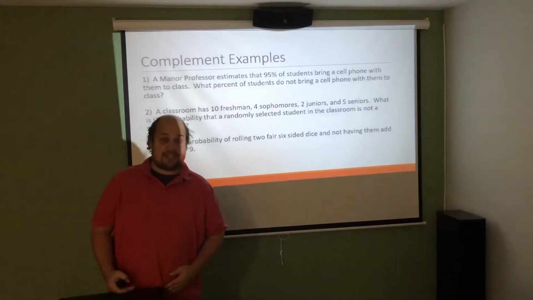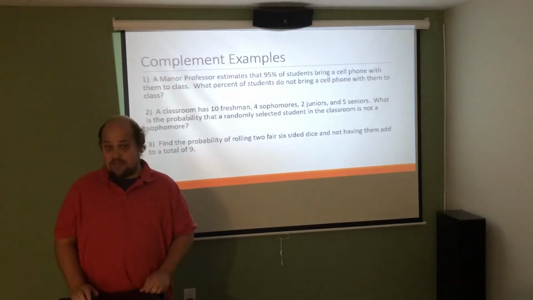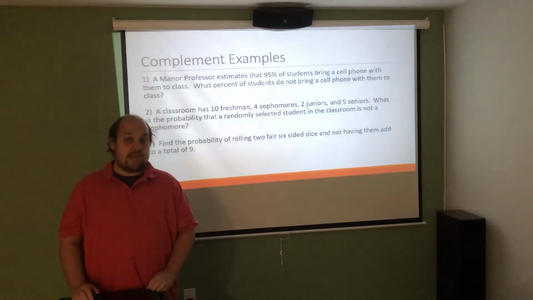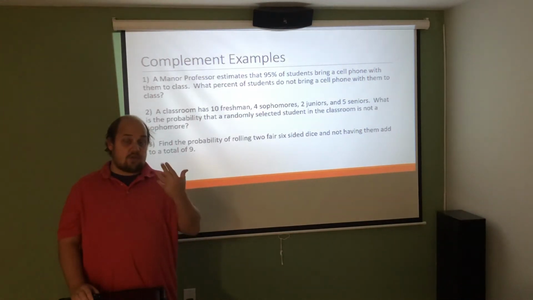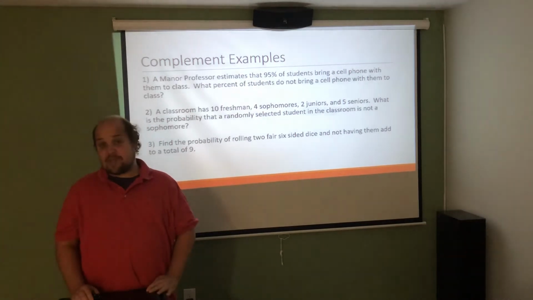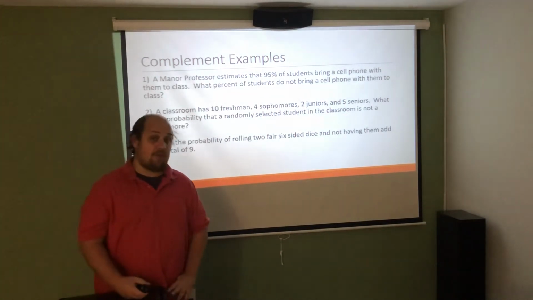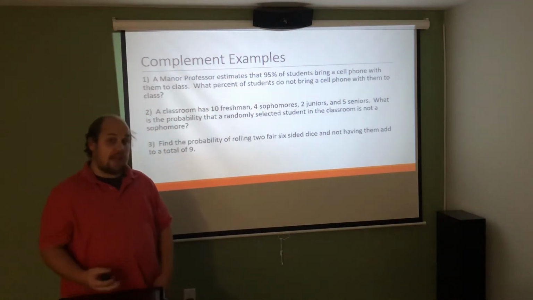Of those 36 different ways that I can roll 2 dice, the ways that would add to a 9 would be 3 and 6, 4 and 5, 5 and 4, 6 and 3. So there's 4 ways out of the 36 possibilities, which means that probability is 4 out of 36 or 1/9.